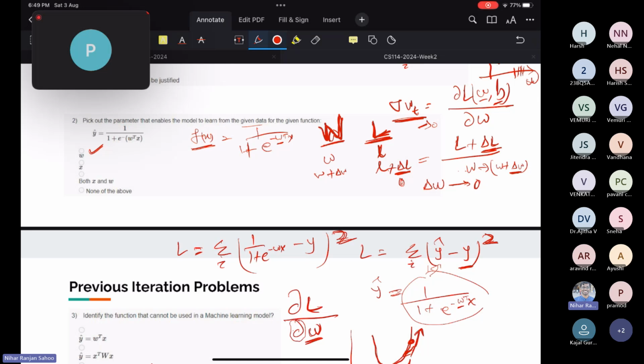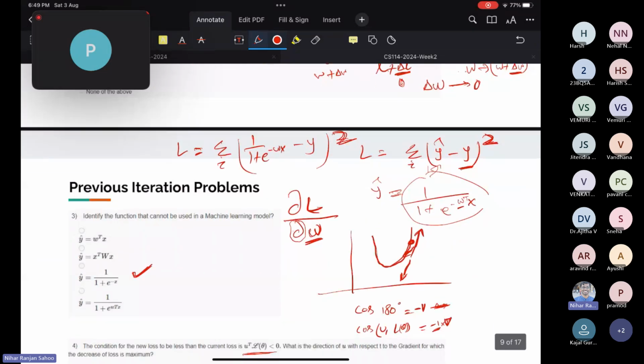When we are doing partial differentiation, what happens? Whatever changes in B, that doesn't affect it. We are not concerned about the changes in B. We are only concerned about the changes in W. What will happen to the loss value if we change the W value by a very small delta W, right? So how do we compute it?